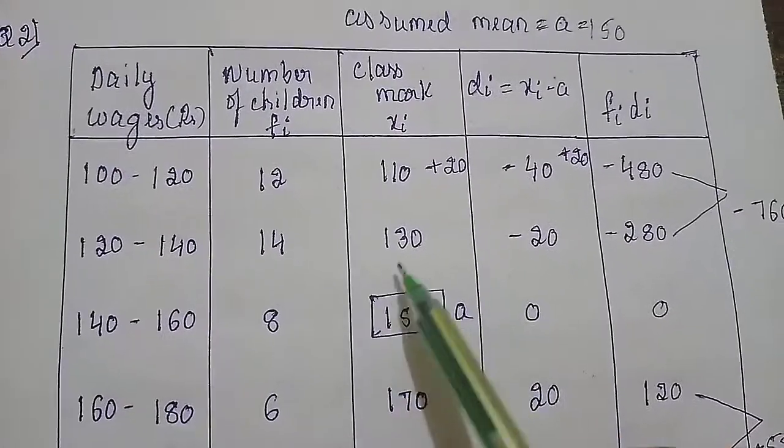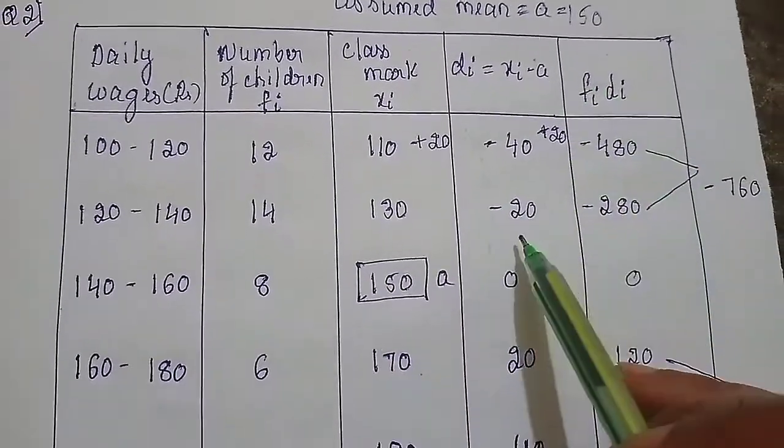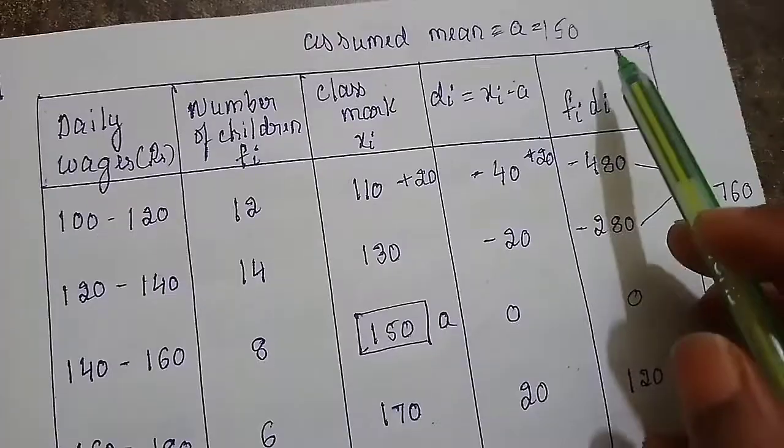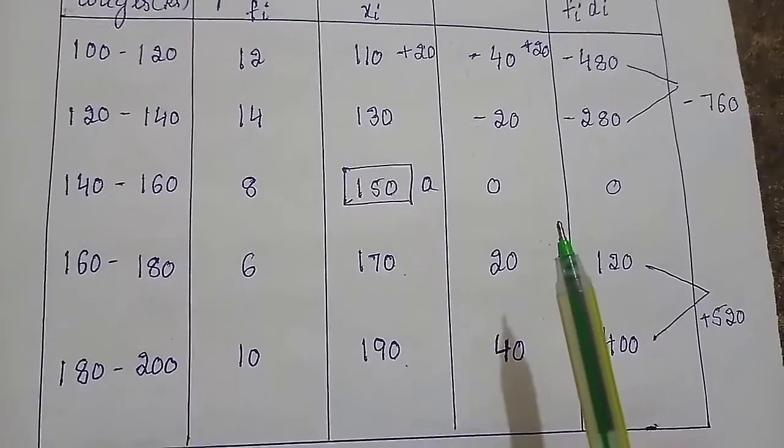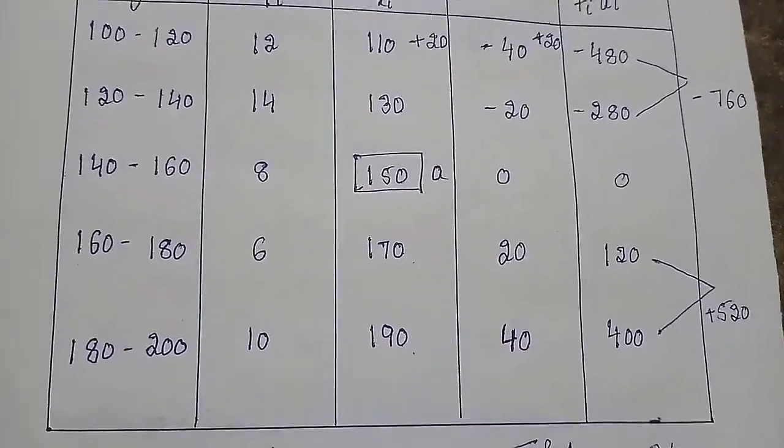Similarly, 130 minus 150 is minus 20. 150 minus 150 is 0. 170 minus 150 is 20. 190 minus 150 is 40.